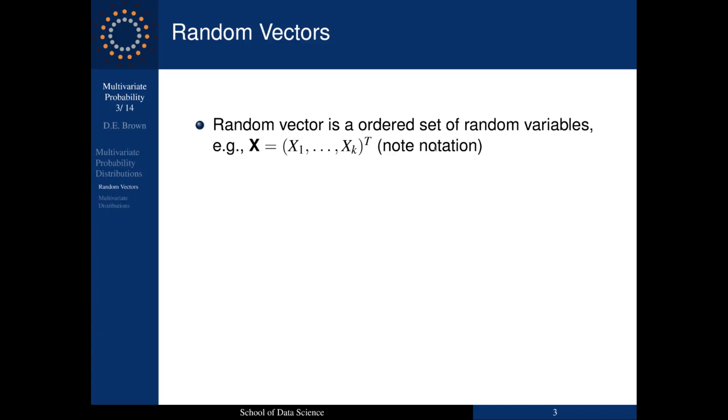Okay, a random vector is really just a generalization of the notion of a random variable. In this case, it's an ordered set of these random variables. So for instance, if we have a random variable x1 and a random variable x2 and all the way up to xk, we can put them in a set and call that a random vector. Typically, we use the notation of bold case capital letters to represent random vectors. And in this case, as you can see, it's a column vector. The transpose operator turns that row into a column.